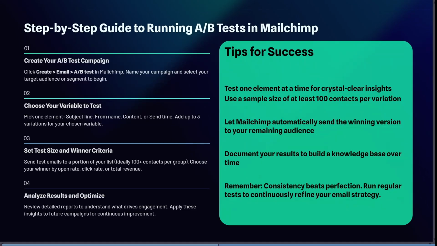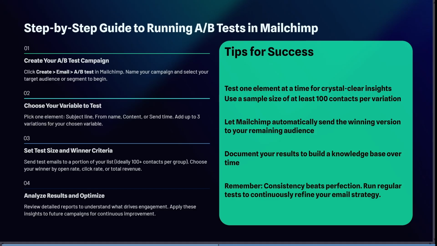On the left-hand side, you're going to go and click on Create Email, and then there'll be the A/B test option. Name your campaign, go through, choose your target audience or your segment, and begin. Now, you will then have the opportunity to choose your variable to test. Pick one of your elements, be that the subject line, your from name, content, send time. You can even do up to 3, but as we discussed, we want to do one at a time.